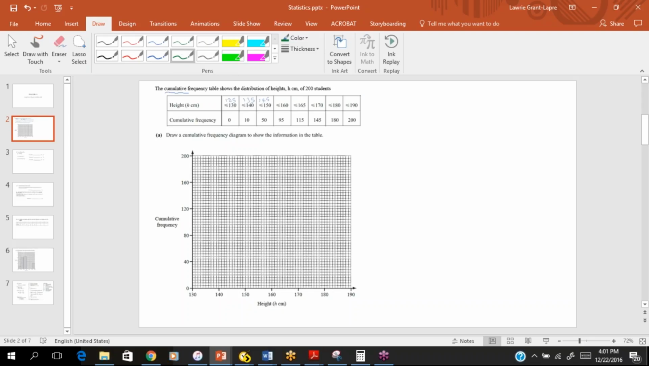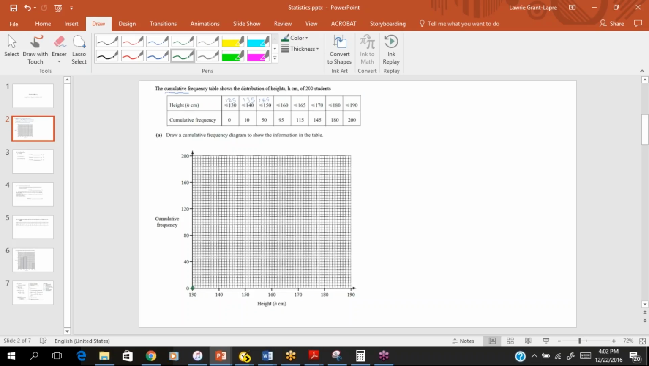Now, at 130 and less than 130, there's none. So we start here. There are none. Now, by the time we get to 140, there are 10 students out of 200. So this shows the heights in centimeters of 200 students. So there are 10 students who are less than or equal to 140 centimeters. So we will go up to 140 centimeters.